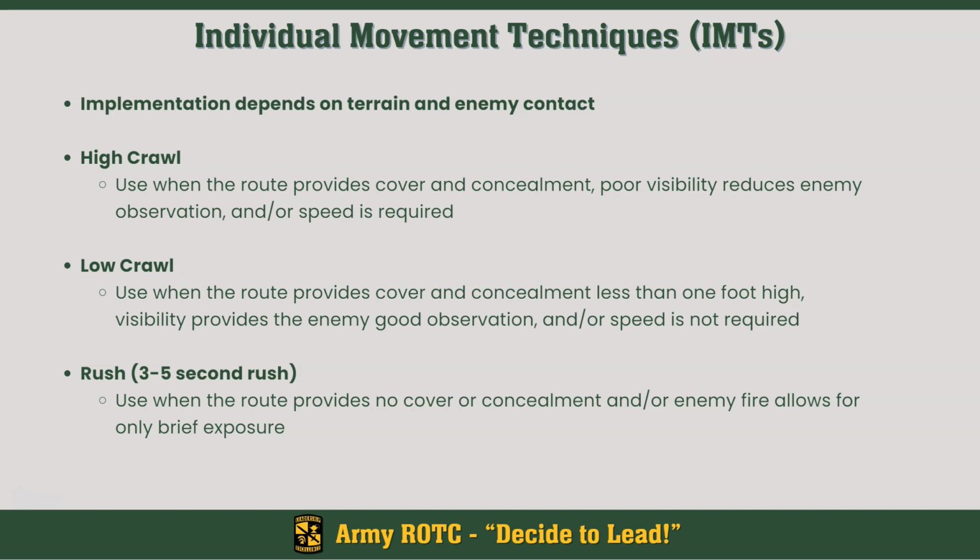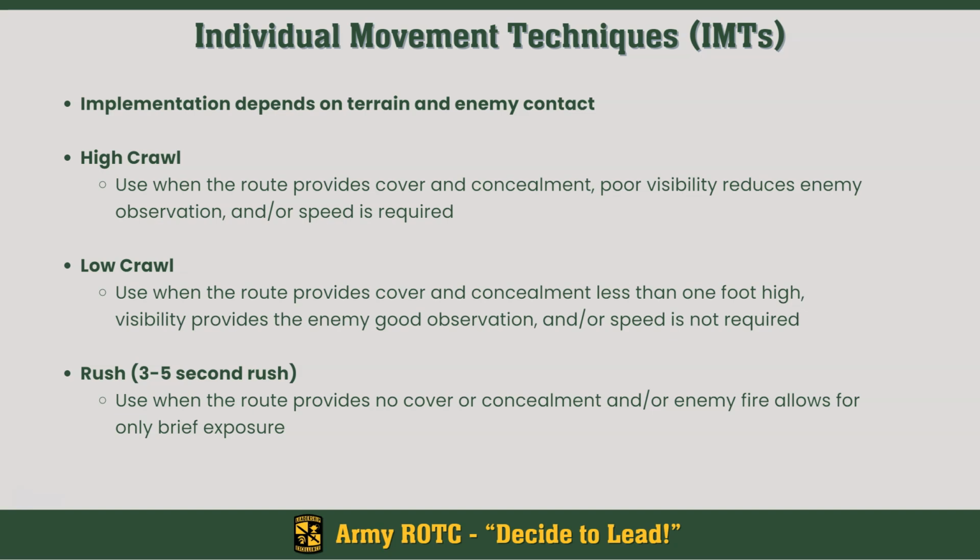So if you need to get somewhere fast and you have cover and concealment, the high crawl is the way to go. The low crawl, on the other hand, you are flat to the ground and it takes a long time to get anywhere. So you use this when you don't have enough cover and concealment to utilize the high crawl as your kind of barrier from being seen. So low crawl, when the grass or foliage is less than a foot high and you don't have to get there fast. That's when you would use the low crawl.